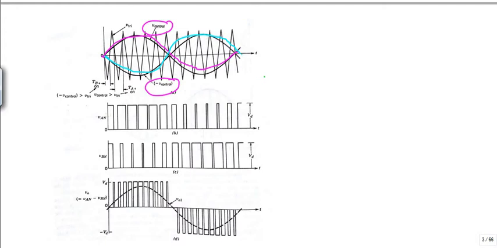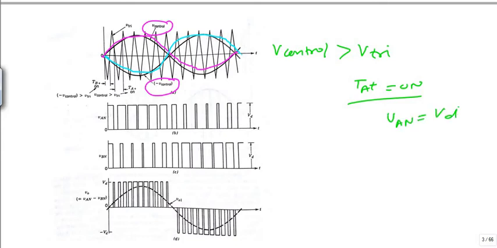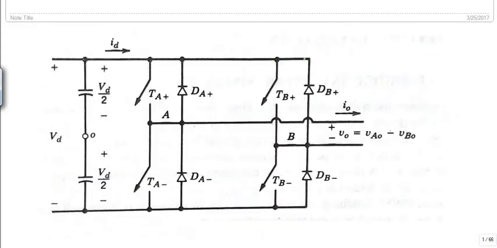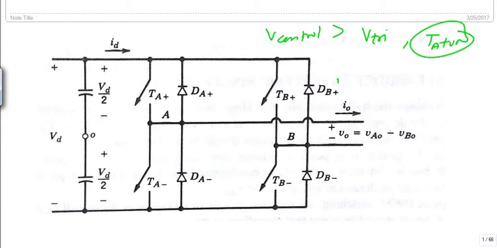Here we have taken, if this V control is more than V triangle, then Ta plus should be on, and under this condition Van will be Vd. How it is, we will see. What we have said, if this V control is more than V triangle, then Ta plus will be on, and this Van should be equal to Vd.